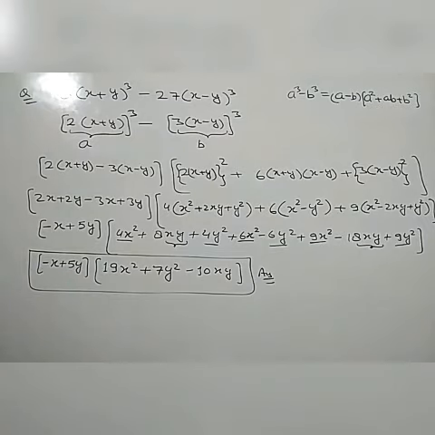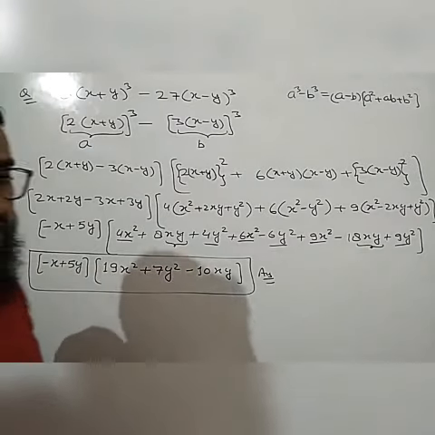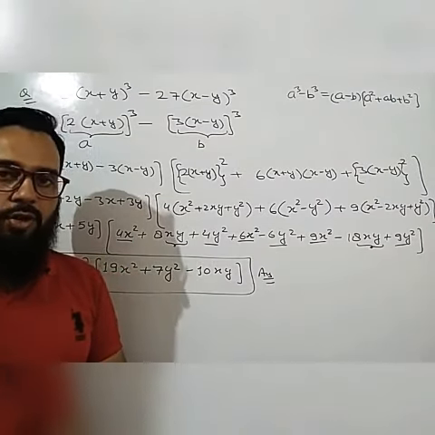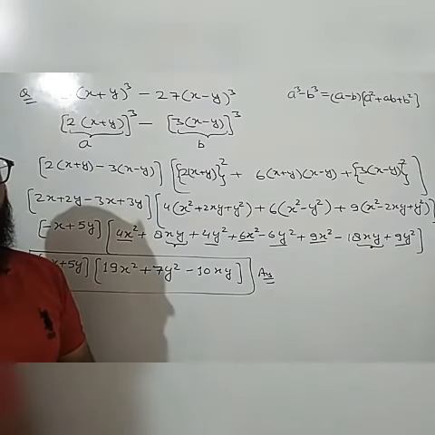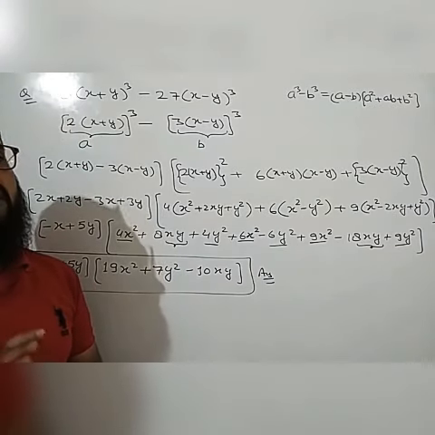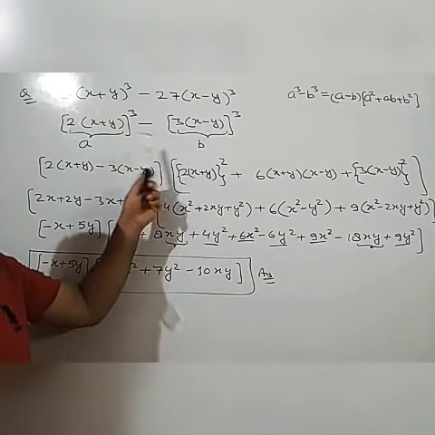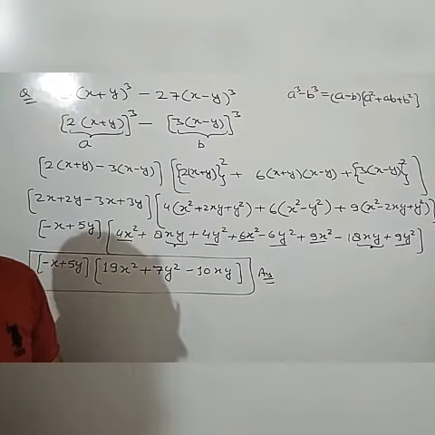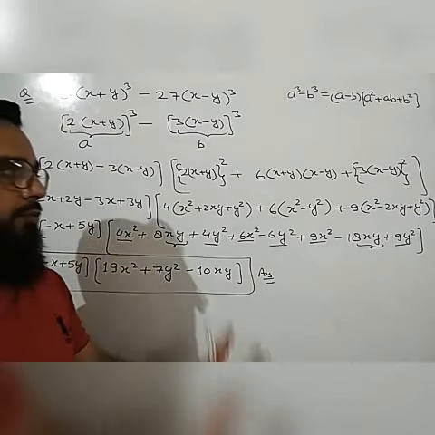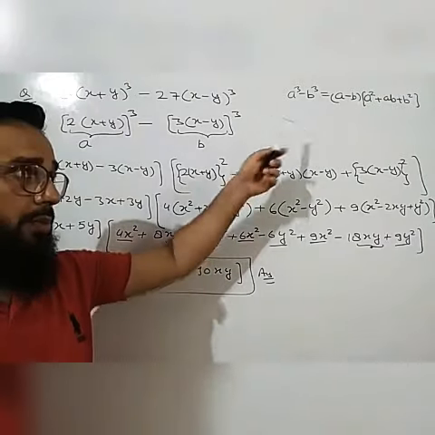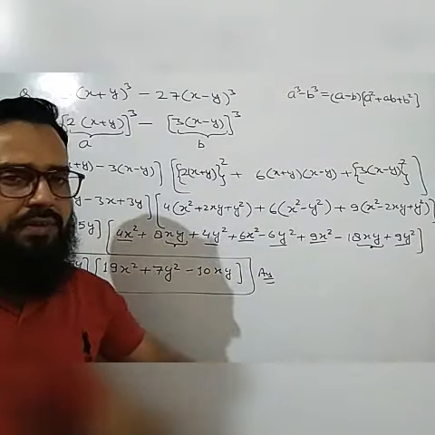Clear? So in this way, we can solve the factorization based on difference of cubes or the sum of cubes. You have to just remember the identities, and if you put it clearly, then you can solve it very easily. Questions are very simple. You have to solve only. You should remember the identity, and then you have to solve it very carefully.